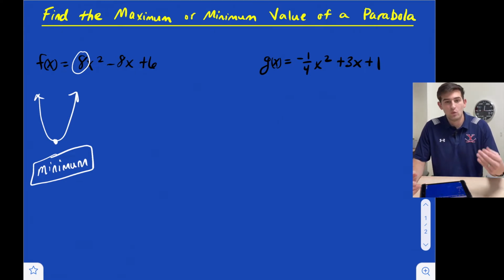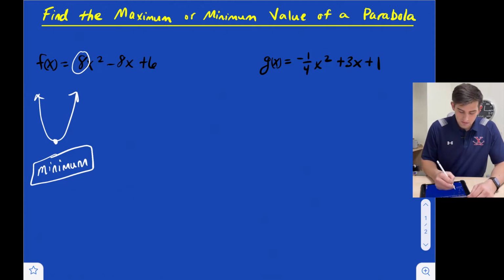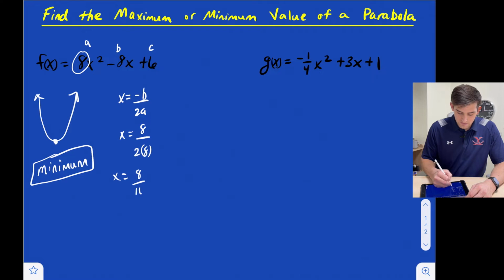Well, the minimum is the y value of the vertex. So in order to find the vertex, we need to find the x value first, because that is the x value or the axis of symmetry equation. So we can say x equals opposite of b over 2a. 8 is a, negative 8 is b, and 6 is c. So we get x equals opposite of b, so 8 over 2 times a. So x equals 8 over 16, and x equals 1/2.